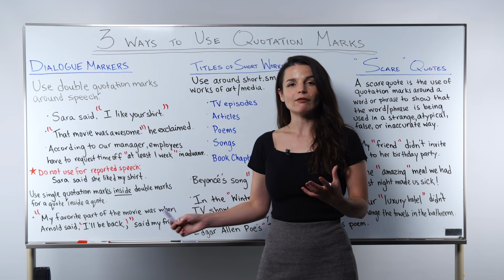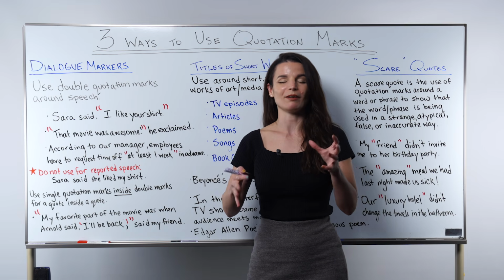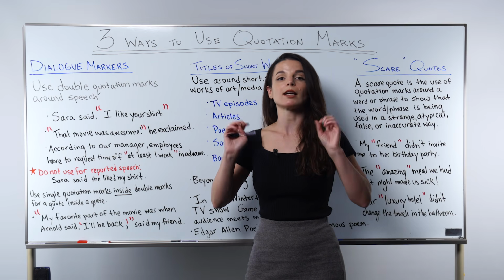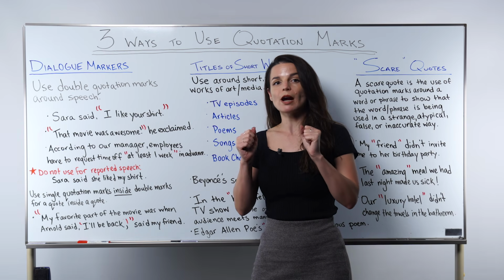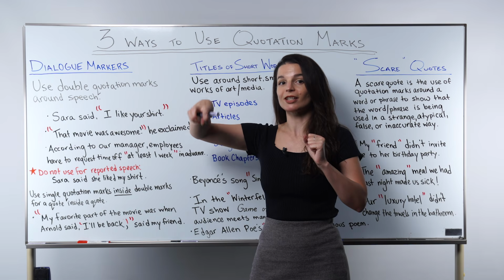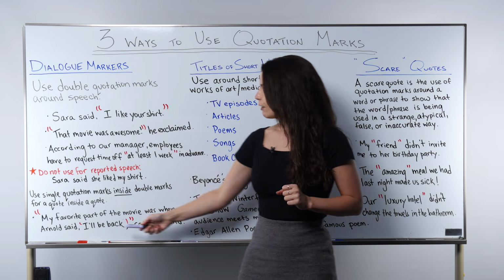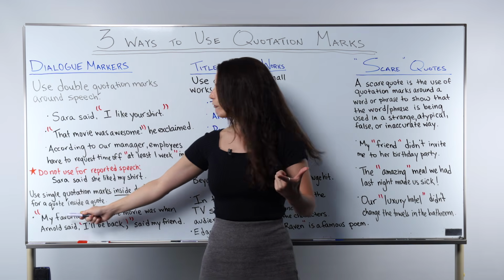So in this case, we have two speech points happening at the same time, right? My friend is talking about the movie that they just saw, and my friend wants to describe their favorite part where a character said something, right? So the double quotation marks are my friend's words.